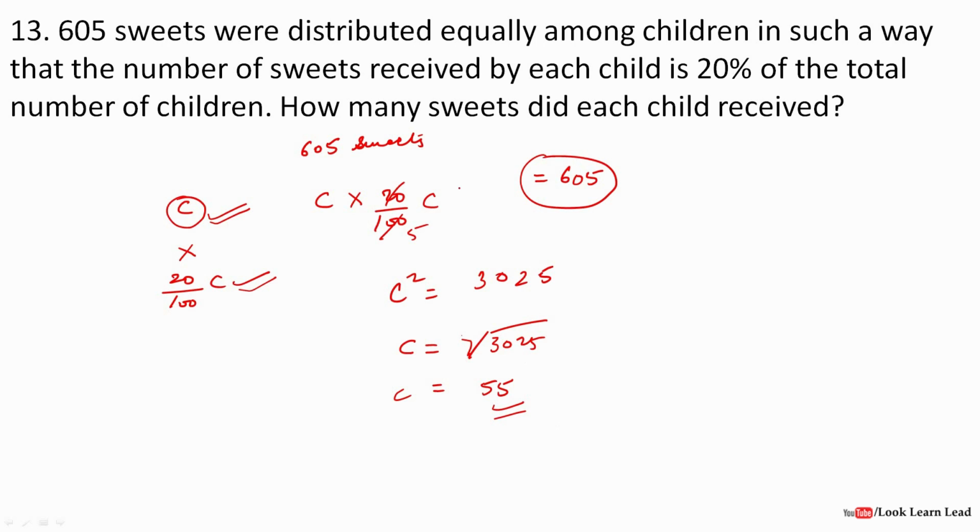So the question is, how many sweets did each child have? Each child had 20% of 55, so you have to calculate 20% of 55. Whenever we have 20%, you will just multiply by 1 by 5. So 1 by 5 of 55 would be 11. You can remember this. 20% means 20 upon 100, you can directly write it as 1 by 5. You can remember these values of percentages, and you can solve them very easily.